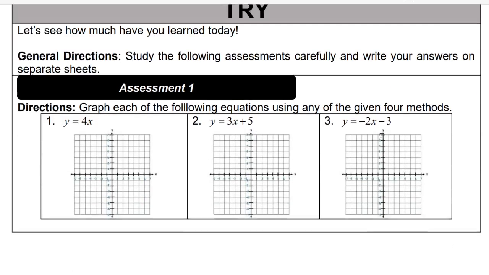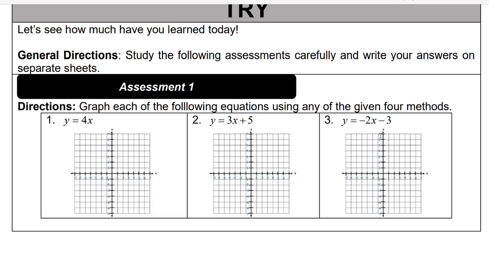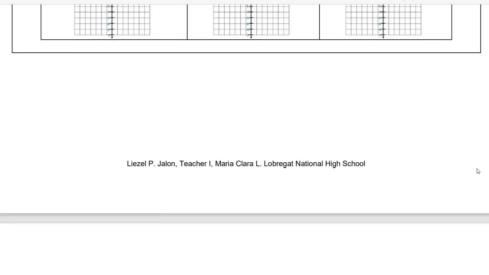Okay. So, your assessment here is you are going to graph each of the following equations using any of the 4 methods. So, it's up to you now what method you are going to use to graph. Either you will use 2 points, or you will use slope and y-intercept. So, either of the 4. Okay, next.